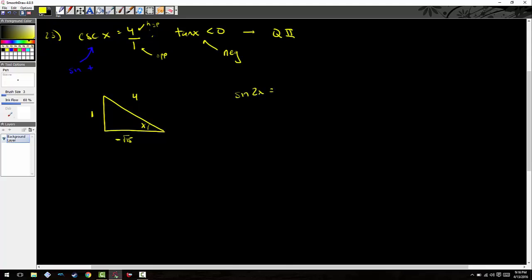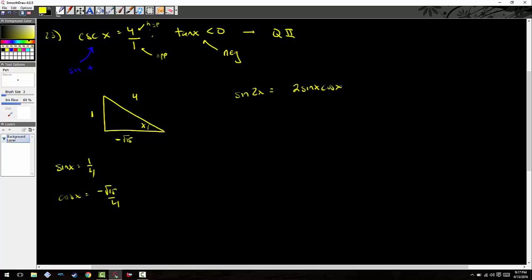Well, before I figure that out, I know that sine 2x is 2 sine x cos x. And here's what I know. I know that because cosecant x is 4, sine x is equal to 1/4. I also know, based on the Pythagorean theorem here, that cos x is equal to negative root 15 over 4.